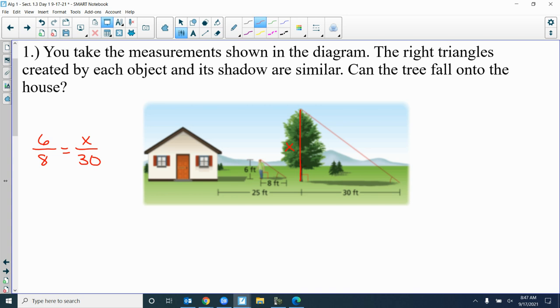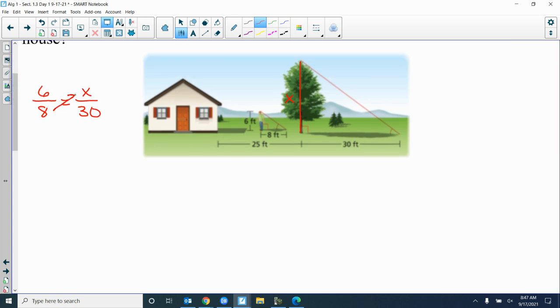8 times X. Okay, 8 times X, which is 8X. And then what else, Taryn? 6 times 30, which is 180. Go ahead and take 180 divided by 8, which is, I don't even know. What do you got, Griffin? 22.5. 22.5.